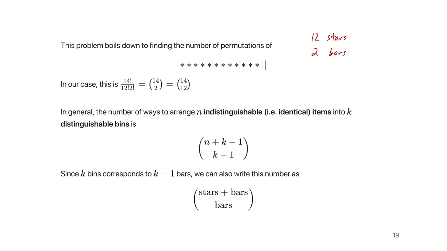Okay? And so if we treat this like a string where we have 12 A's and 2 B's, well, we first take the total number of characters factorial, so in this case 14 factorial, and divide by the number of repeats for each character. Right? So there's 12 repeated stars and 2 repeated bars, so we divide by 12 factorial, 2 factorial. But this looks very similar to the choosing formula, which is because it is.